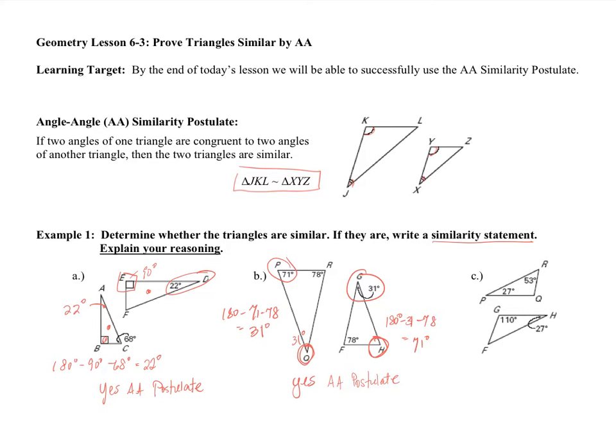And let's try the other one. Angle Q here is 180 degrees minus 53 minus 27. Well, that's 100 degrees. And then angle F, 180 minus 140, that's 40 degrees. And it seems like the angles are not congruent. So we would write not similar.